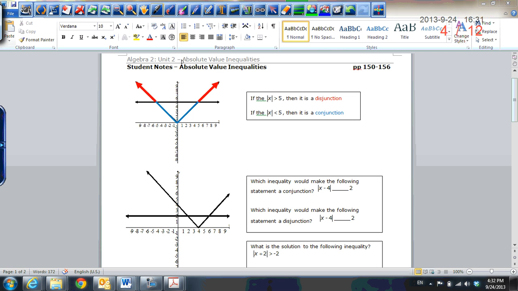But on here, we have a disjunction and a conjunction drawn. The conjunction is the blue part, and that's showing that all these values, if you take the absolute value of it, are going to be smaller than 5. And they're connected, right? And then for disjunction, they're not connected. Just like yesterday, the disjunctions, the ors, were not connected. Those are everything that's either going to be bigger than 5 this way when we take the absolute value, or bigger than 5 that way.